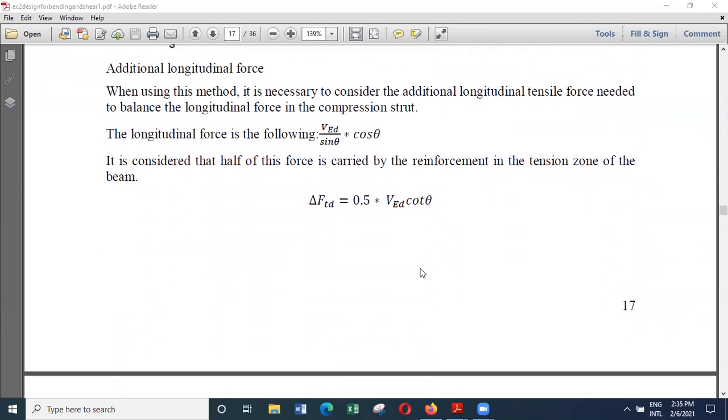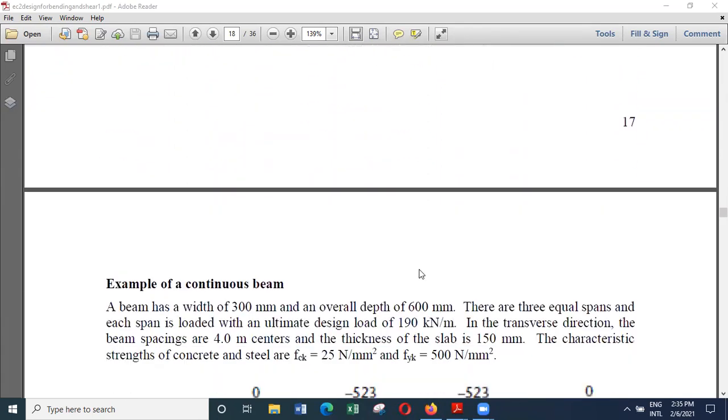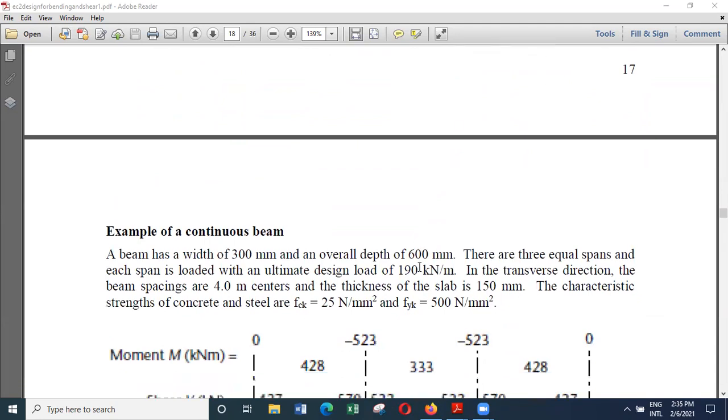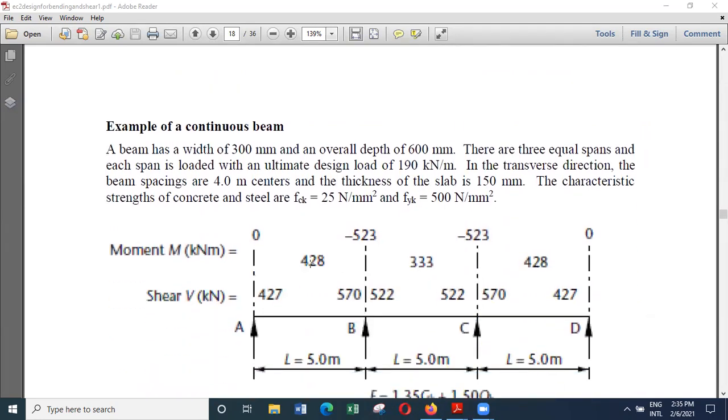So to understand this better, we look at an example of a beam so that we can see how those equations can be used. For that, we look at this example of a continuous beam having a width of 300 millimeters, overall depth is 600 millimeters, and there are three equal spans.